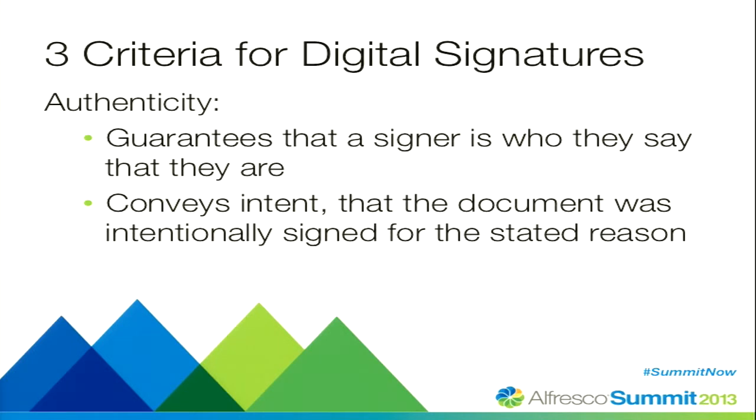There are really three criteria for defining a valid digital signature. So the first is authenticity. We need some mechanism to guarantee that the person who's applied a signature to a document is who they say they are. As part of that, we also want to convey intent, that this document was signed for a reason, that it wasn't just something accidental.